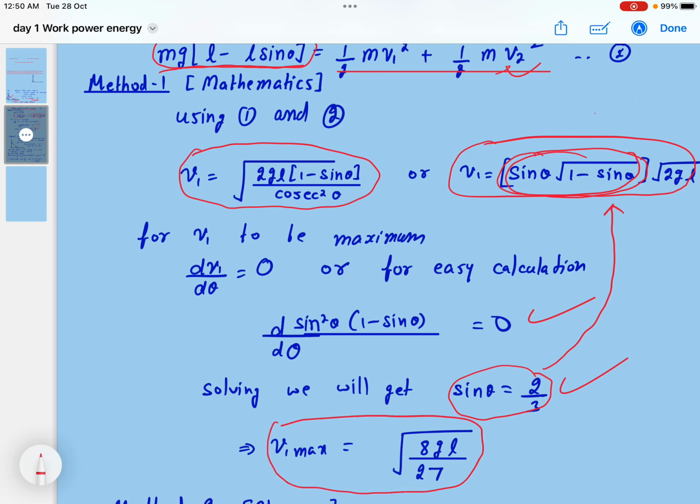As I said, it's a doable question. It's not a very tough question, but at the same time it is a very popular and important question.